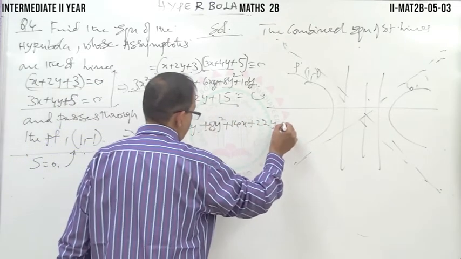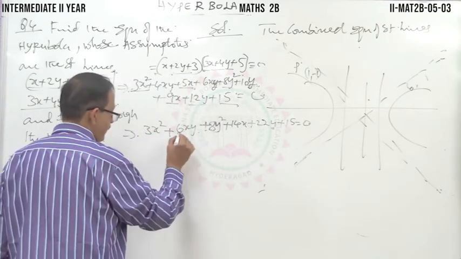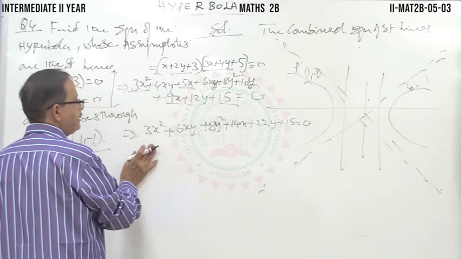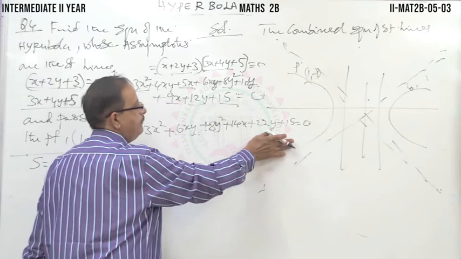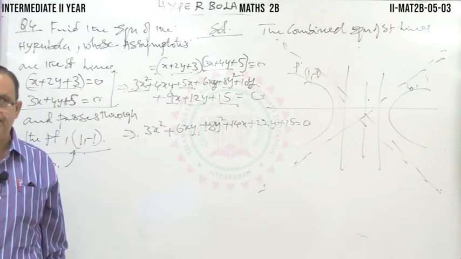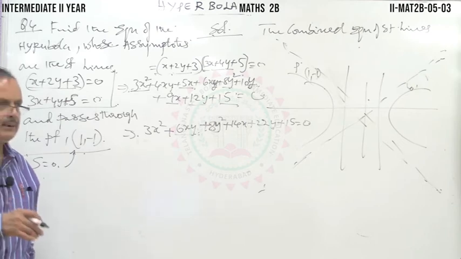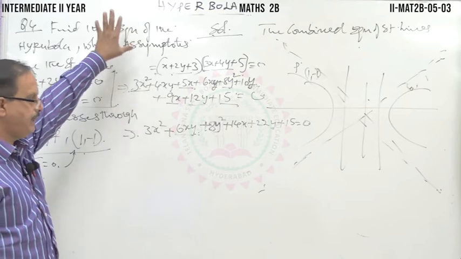If you consider it as a pair of straight lines equation, it is in the form of ax square plus 2hxy plus by square plus 2gx plus 2fy plus c is equal to 0, which represents a pair of straight lines. Asymptotes are a pair of straight lines. They are passing through the center with respect to this given equation.